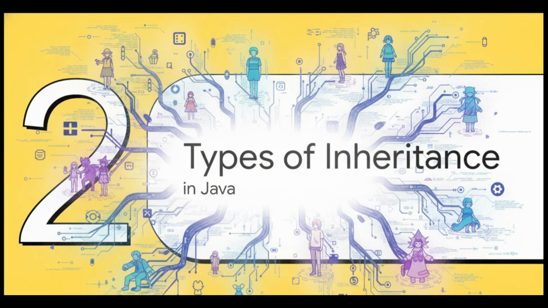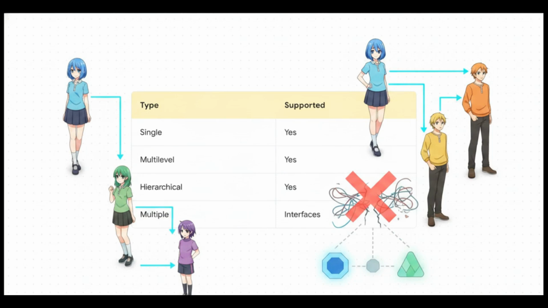Moving right along to Section 2, Types of Java Inheritance. Now that we know what it is, let's expand this family tree a bit and look at the specific evolutionary paths our code can actually take. Java natively supports single inheritance, which is just one parent to one child. It supports multi-level, branching from parent to child to grandchild. And it even supports hierarchical, where one parent branches out to multiple different children. But there's a catch. Multiple inheritance via parent classes, that is a hard no. We're going to see exactly why that is in just a minute, but first, let's look at one of these actually supported paths in action.